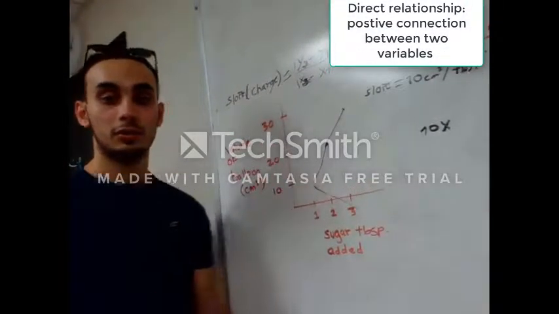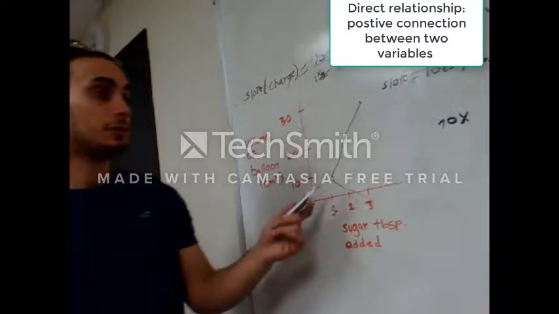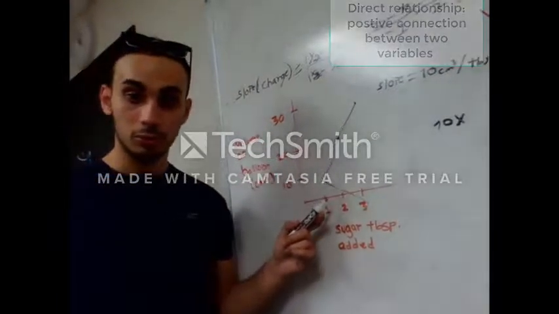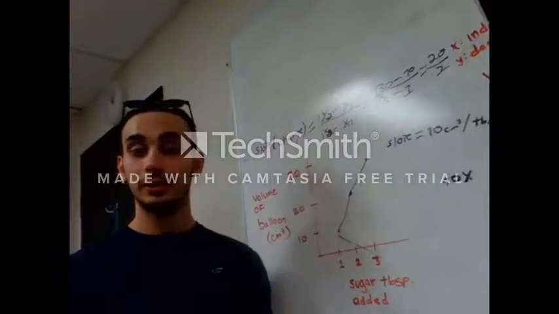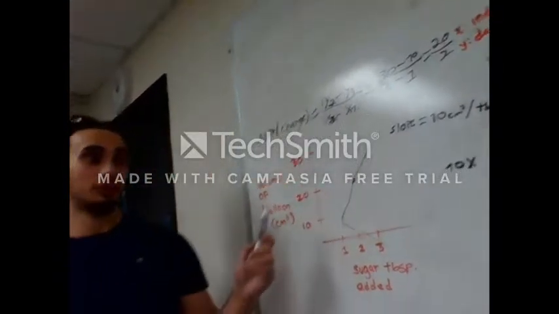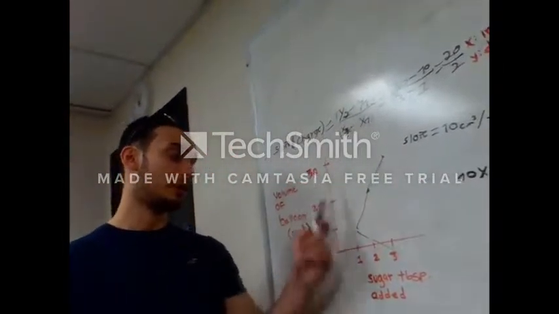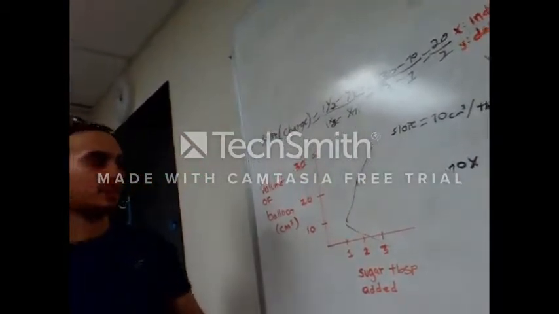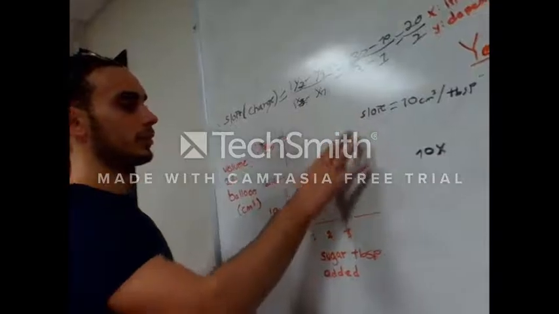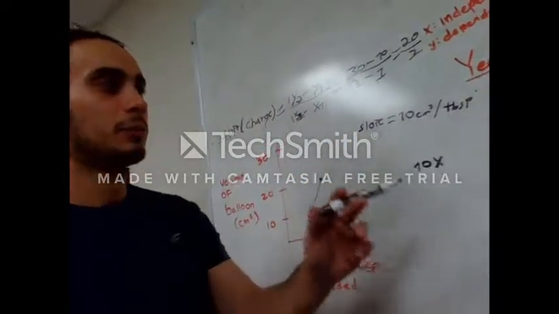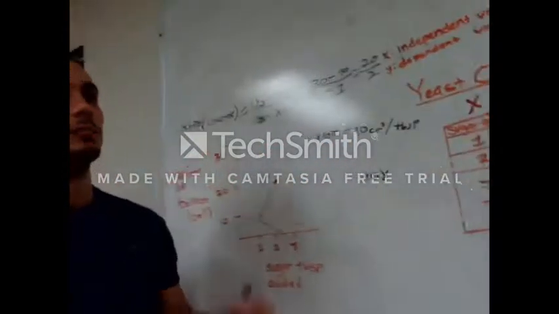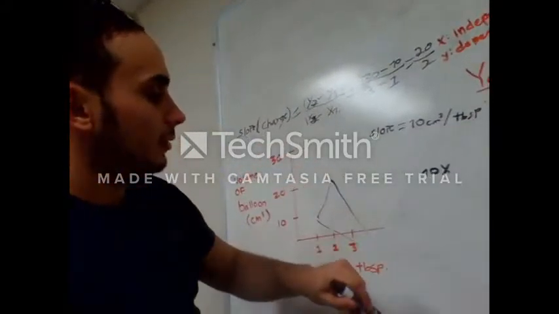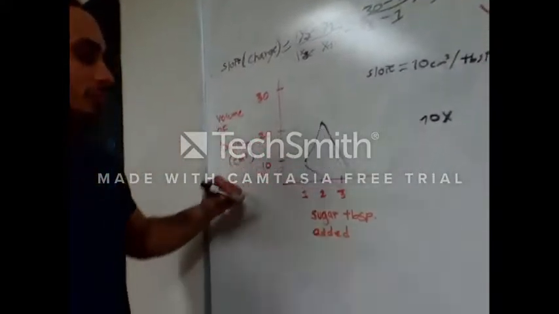So a direct correlation is a positive correlation. As we saw, for each tablespoon added, the volume of the balloon, or the amount of CO2, went up directly, positively. So the more tablespoons of sugar, the more the volume is positive. Now what will happen if we have some anomaly, and let's say on our third point, when we added 3 tablespoons of sugar, by some defiance of the laws of chemistry and physics, we would have a negative point, and the volume of the balloon would be negative 30.